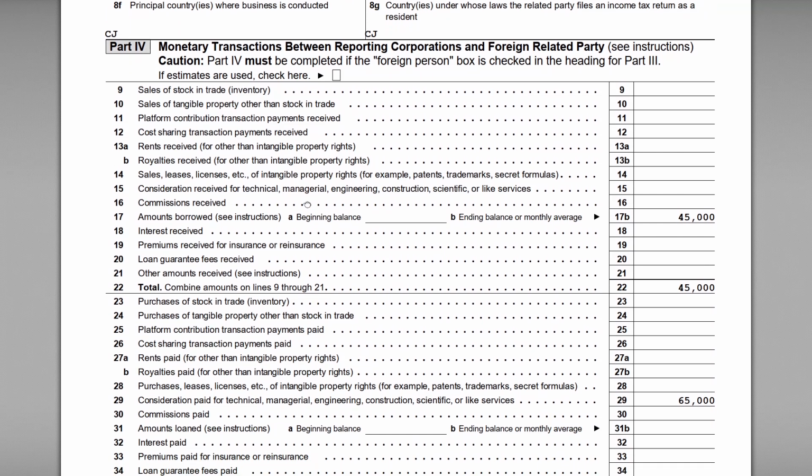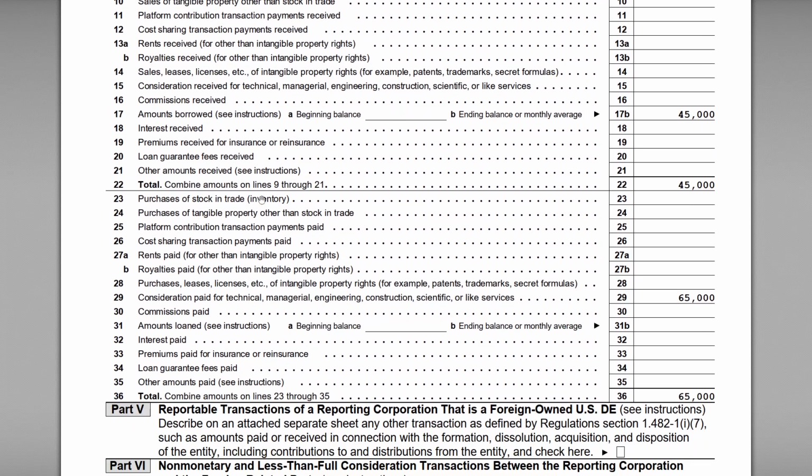Now, Part 4, line items 9 through 22, these are monetary transactions where money is coming into the corporation, right? So the corporation is receiving loans from the related party, or the corporation is receiving interest or the corporation is receiving rents from the related party, so it's inflows into the company. The second section down here, 23 to 35, these are outflows from the corporation.